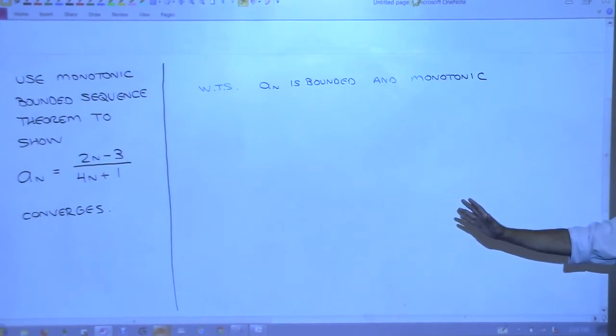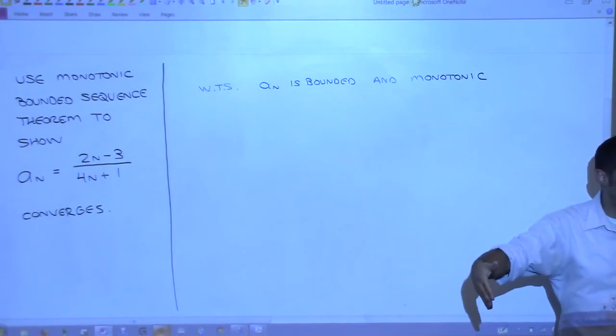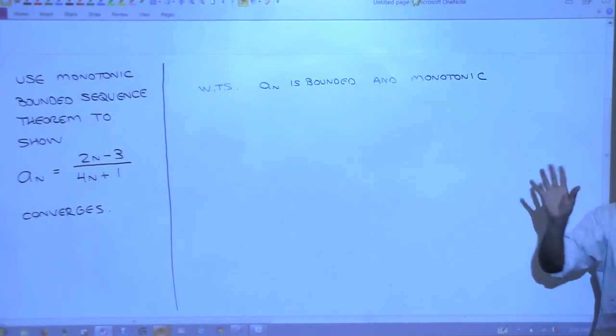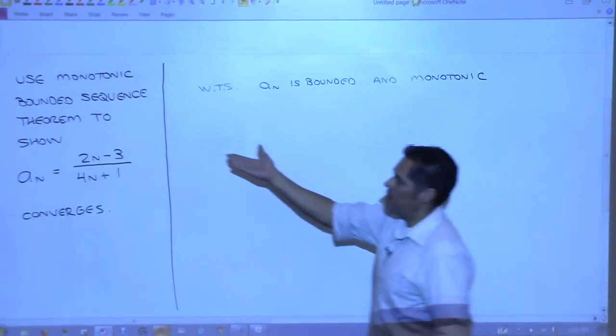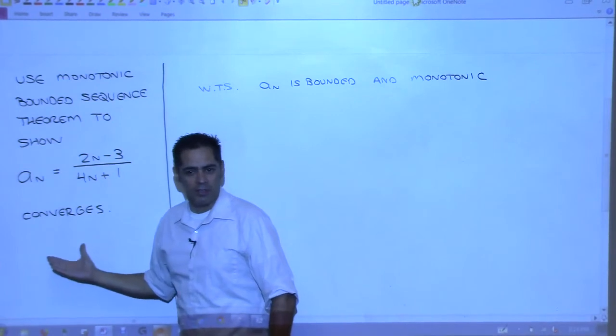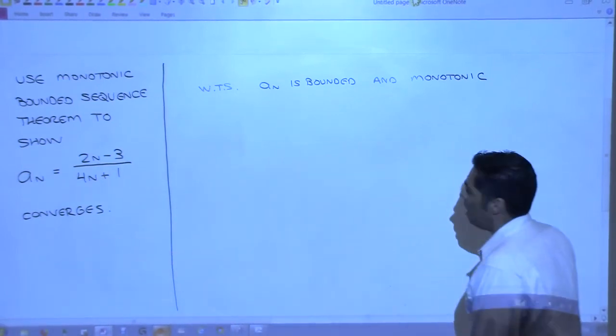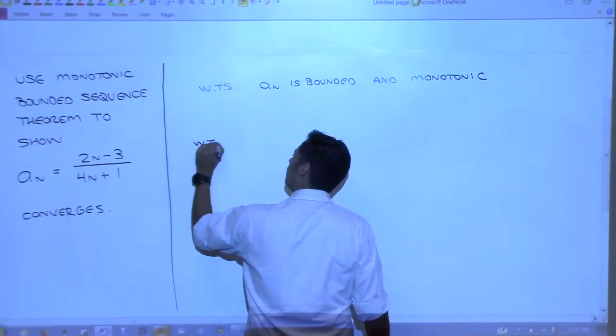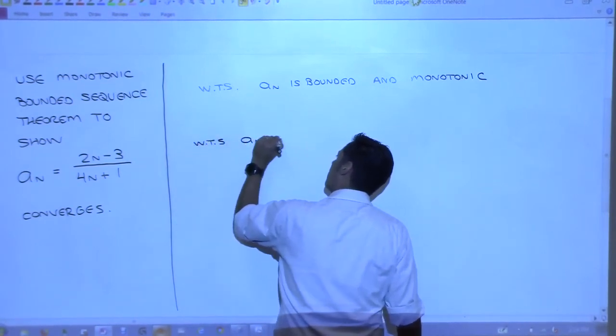Because the theorem says if your sequence is bounded and monotonic, it does what? It converges. Now, does that theorem tell us what it converges to? No, but that's not what I'm being asked. I'm just asked to show it converges, all right? So let's tackle these one at a time. First one, I want to show a sub n is bounded.